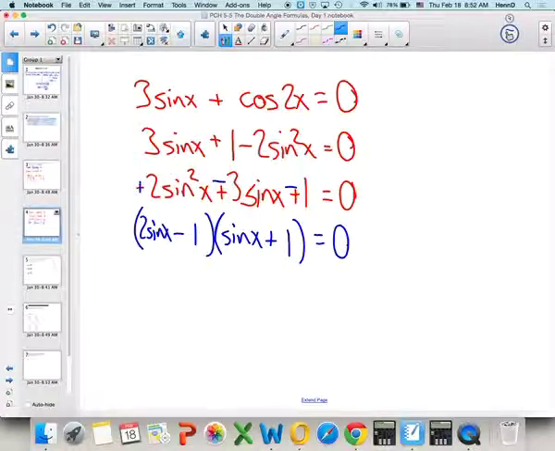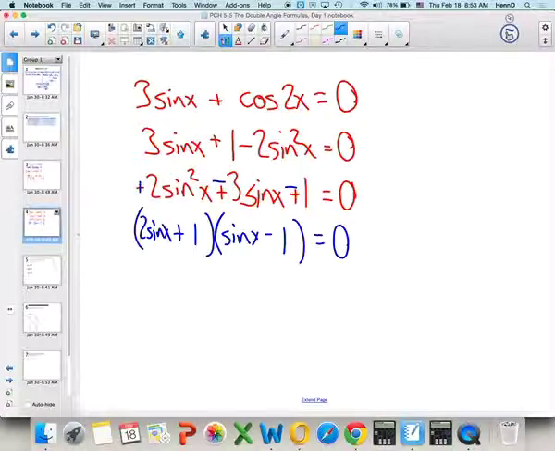Always double check. This would be basically the only way to factor it other than swapping the positive and negative. If I do this, I'm going to get a +2 minus 1, which is not a -3 in the middle. If I switch these, I'm going to get -2 plus 1, which is a -1, not -3. So this doesn't factor, does it? So what do we have to do?